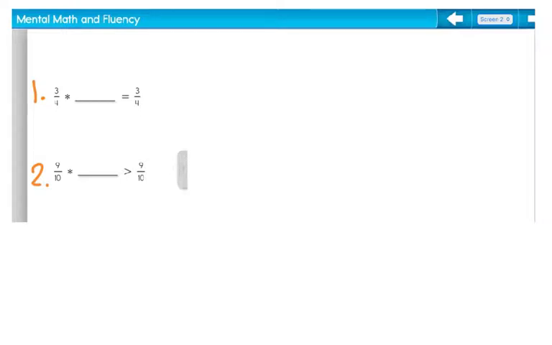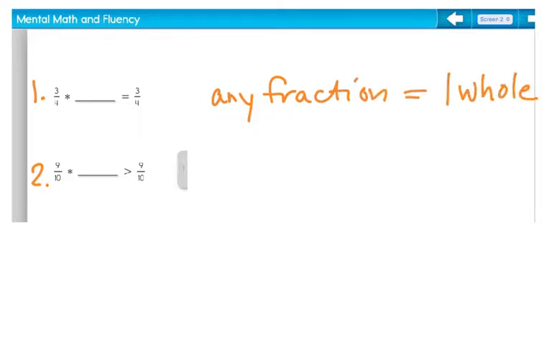Well, number 1, any fraction equal to 1, right? Because when we multiply a number by 1, we end up with the same number. So what's a fraction, not a whole number? 4/4 is equal to 1, 5/5, 6/6, 12/12. Anything that has a numerator and denominator that are the same equals 1. And when you multiply by 1, you end up with what you started with.